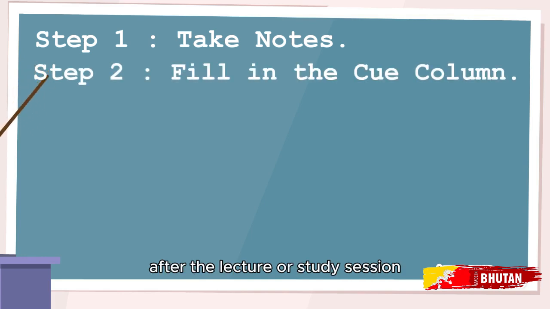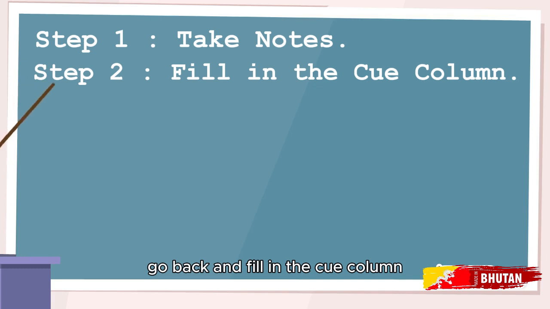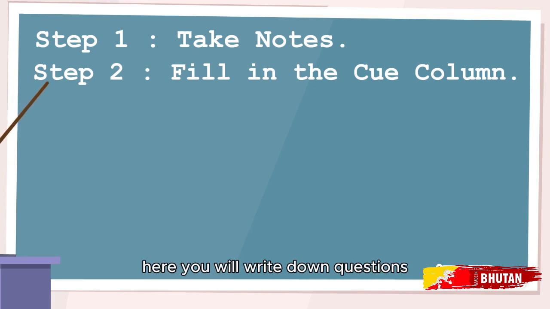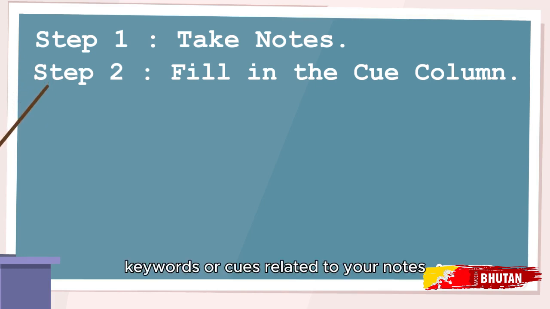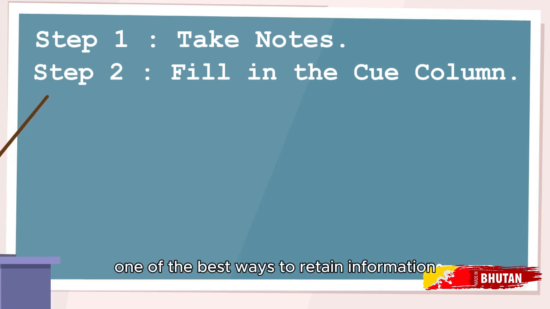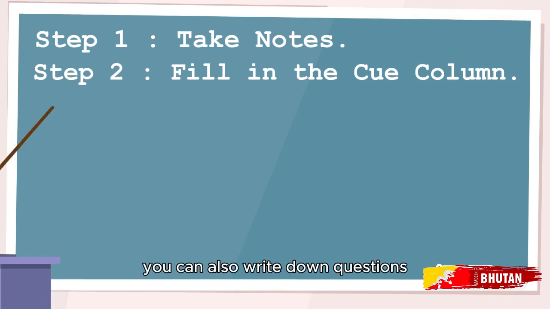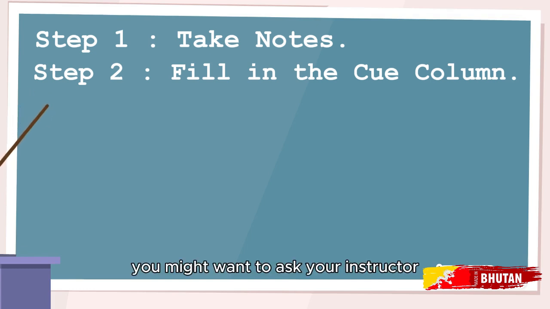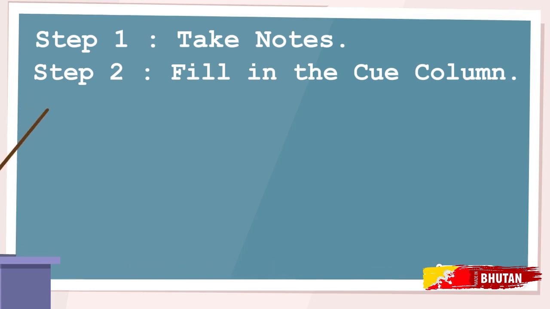Step 2. Fill in the Q column. After the lecture or study session, go back and fill in the Q column. Here, you will write down questions, keywords, or cues related to your notes. This is critical for active recall, one of the best ways to retain information. You can also write down questions you might want to ask your instructor or discuss in the study group.